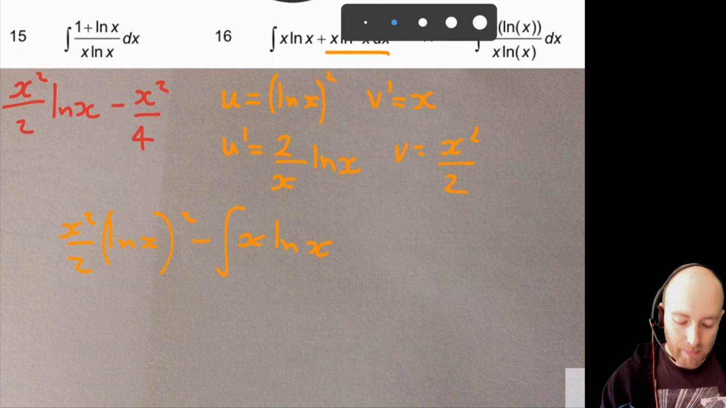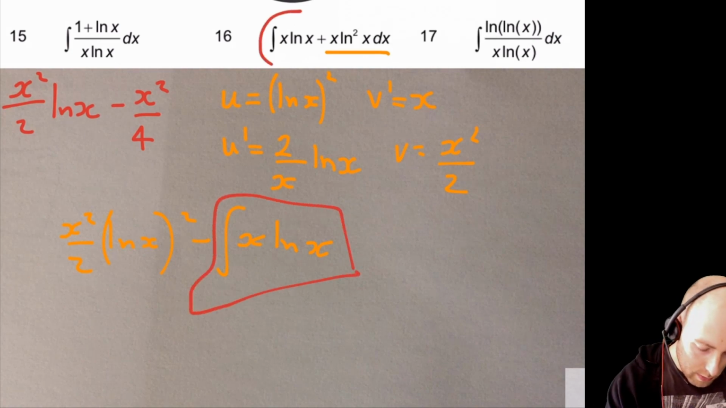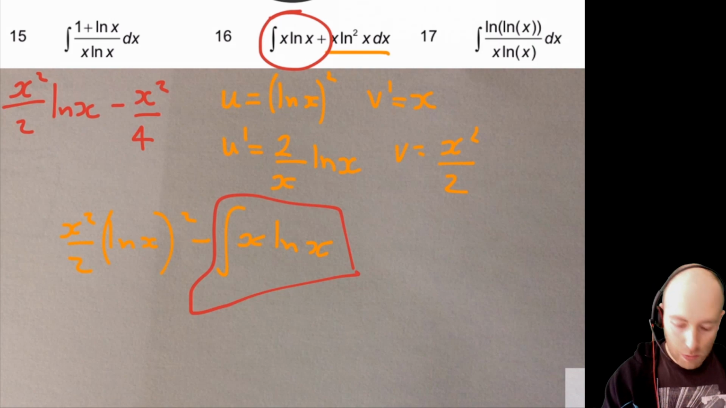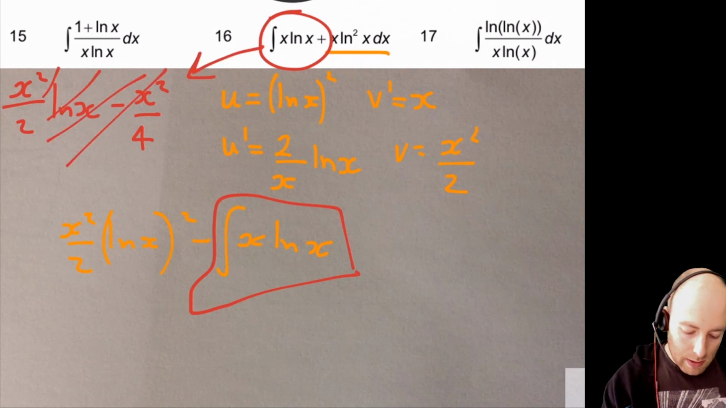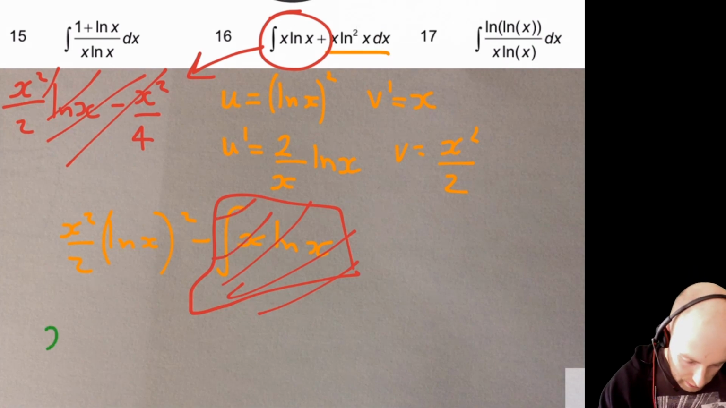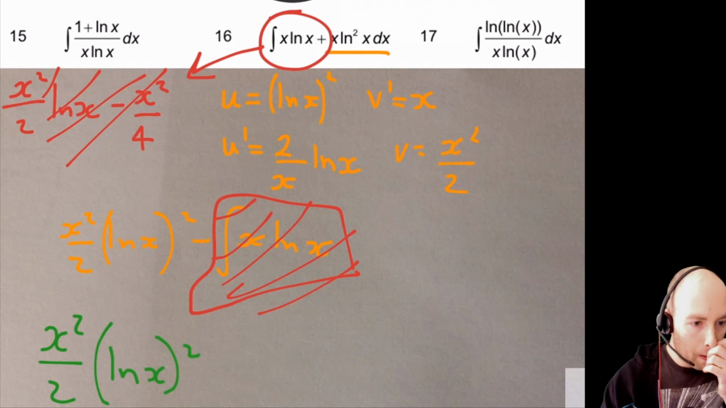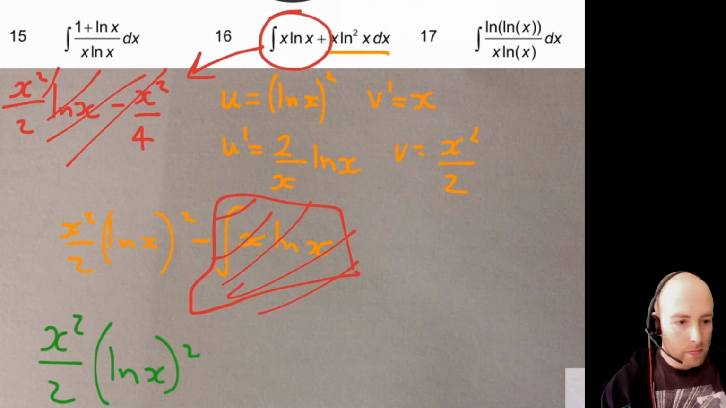This bit here is that bit there, which is that bit there. So it's going to cancel out. This bit here will cancel with this bit here. So my overall answer is x squared over 2 times (ln x) squared, which Ollie got, so well done there.